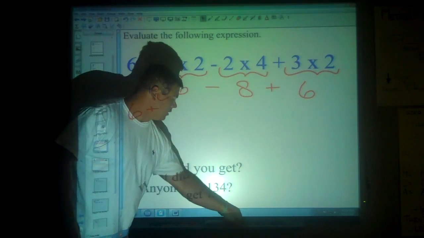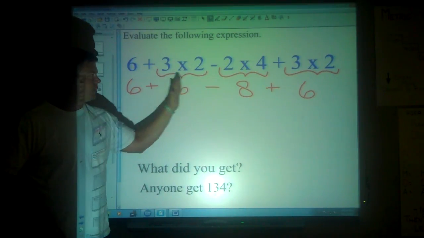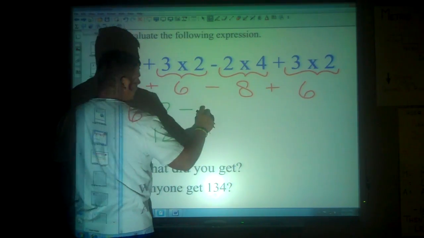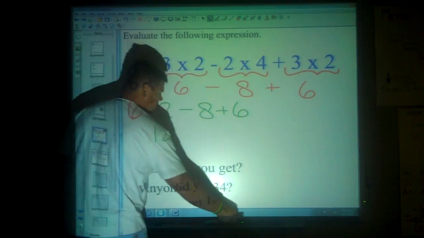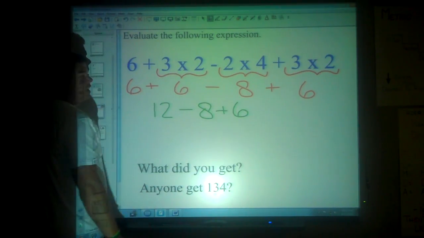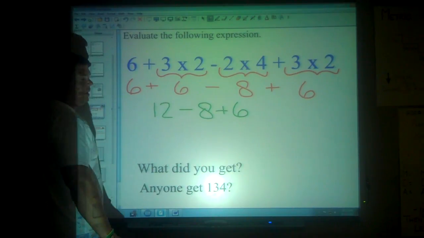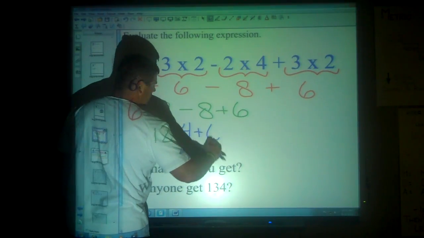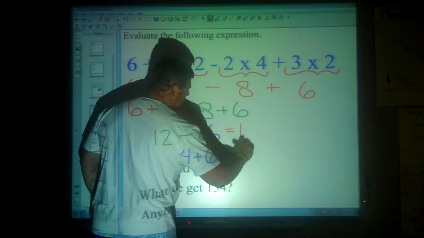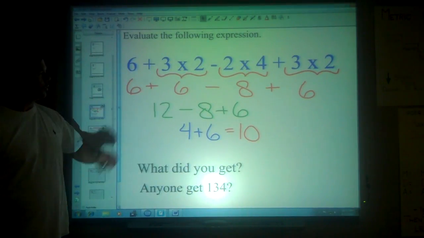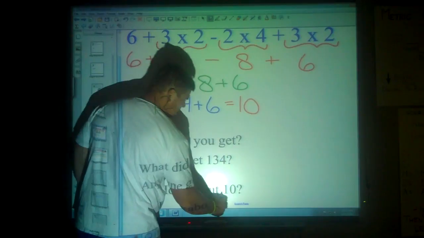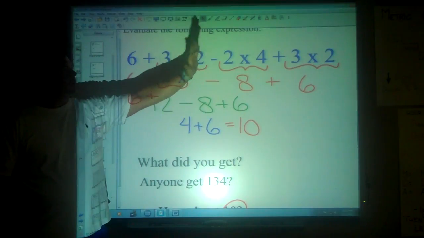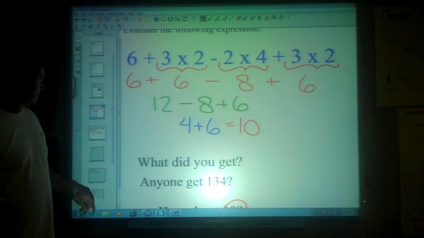Next, I'm supposed to work on addition and subtraction from left to right. 6 plus 6 makes 12. 12 minus 8 plus 6. I'm not going to take 8 and add 6 and get 14, because then 12 minus 14 would give me negative 2. I'm going to work from left to right. 12 minus 8 is 4, and 4 plus 6 equals 10. The correct order of operations gives me that value. Again, work from left to right on any multiplication and or division. There was no division in this problem.